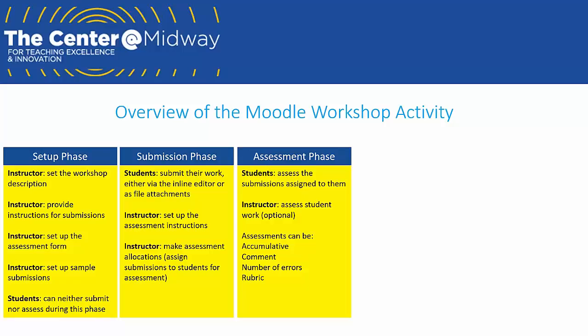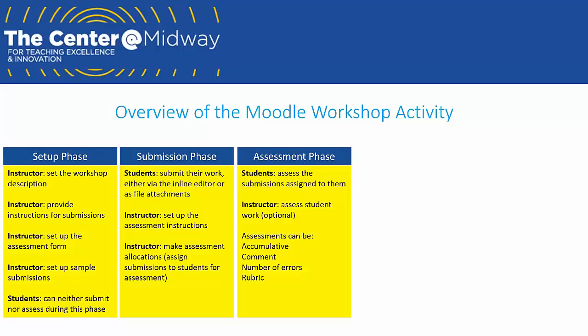Now, there are 4 different types of assessments that the student or the instructor can do, and they're called accumulative, comment, number of errors, or rubric. Accumulative assessments allow the students or the instructor to give a number of points to the assessment.